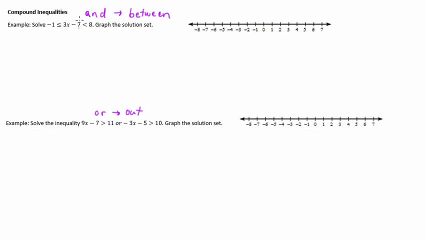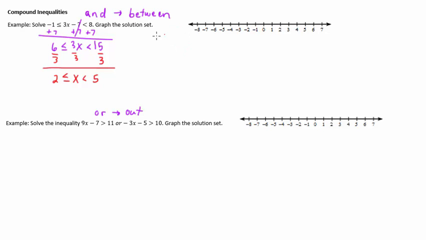What we do is we take the inside and we solve it, and we solve it for both of the outsides. So if I add 7 to get rid of that 7, I have to do that on the left side and on the right side. Okay, so that gives me 6 is less than or equal to 3x, which is less than 15. And then I divide everything by 3 to get rid of that 3 in front of x, which gives me 2 is less than or equal to x, which is less than 5.